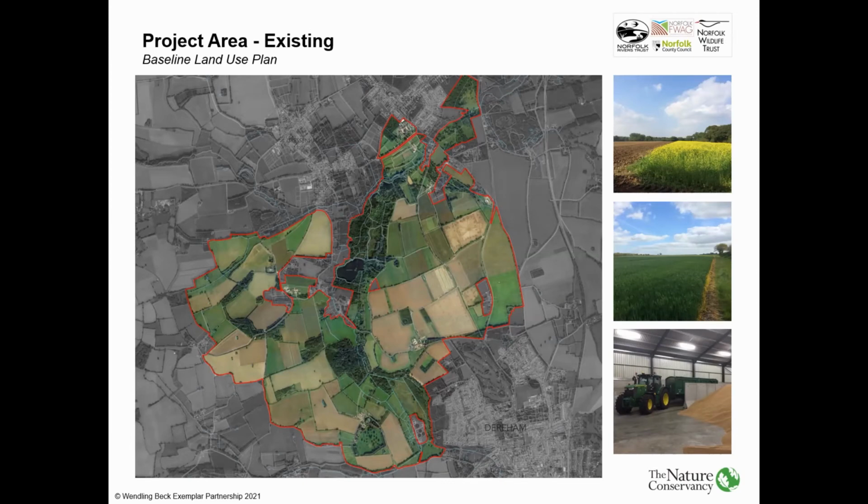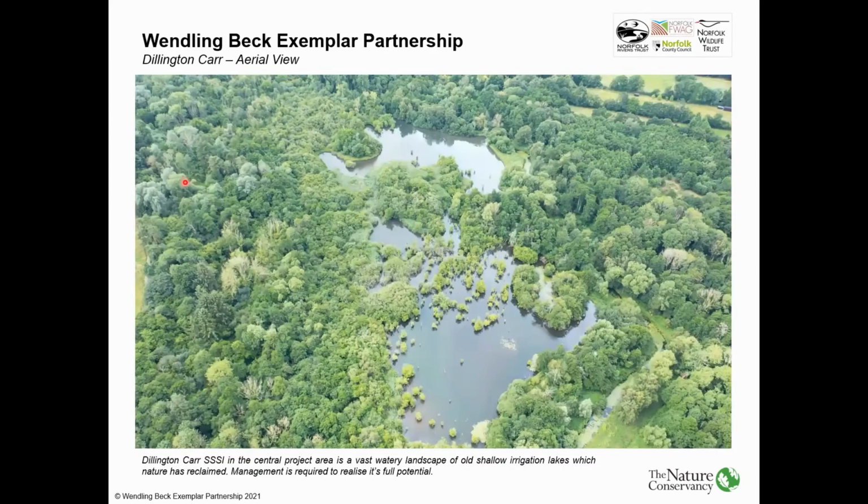Just to give you an idea of the wildness of some of this valley, this is an aerial shot of Dillington Carr SSSI, where you can make out the big lake. You can see the Wendling Beck, the chalk stream, just running and meandering its way down the side. So there is already some really pretty habitat.